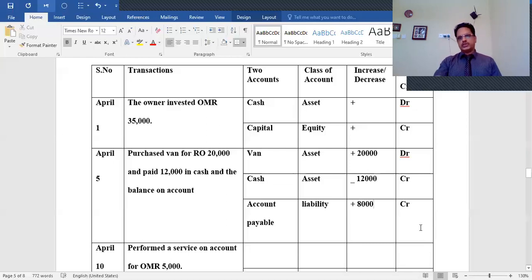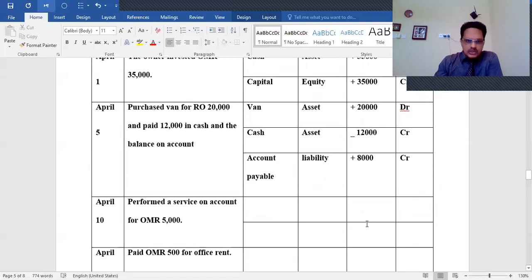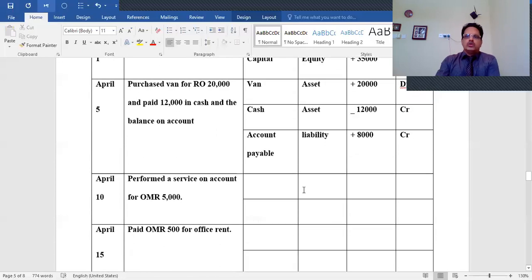So this is the position. But here it is okay, no problem, 35,000. We'll practice writing the amount also, so that you will not get confused when you are writing the journal. When it is a simple entry, one debit and one credit, there is no problem. Here you have to understand, 20,000 you purchased a van, 12,000 you paid, so cash decreases, and your liability increases by 8,000, the rest of the amount. So we'll go to the next one.